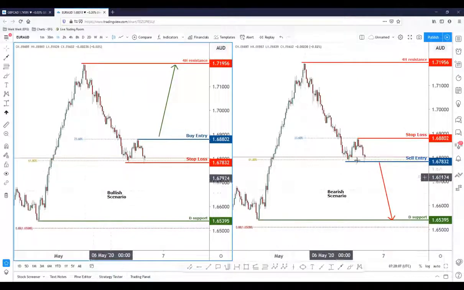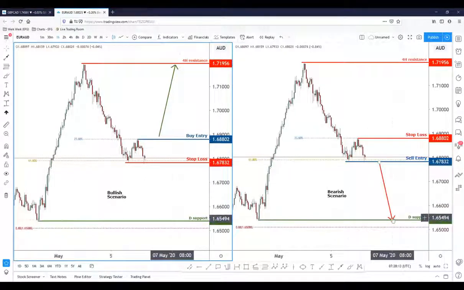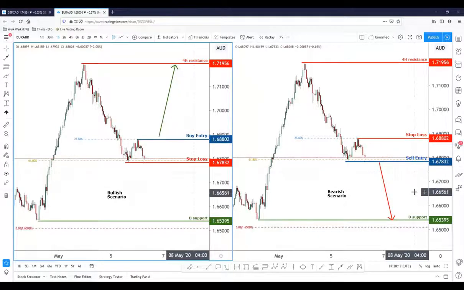On the flip side, if price breaks below the sell entry, I will take the bearish scenario and I'll play a short all the way down to the daily support, right? And then my stop loss will be the 168.80 level. All right, so Euro Aussie has a very unique configuration, gives great opportunity to play the trade both ways. And yeah, it's just something that I wanted to point out to you guys.